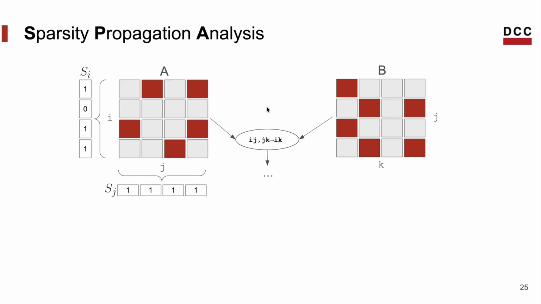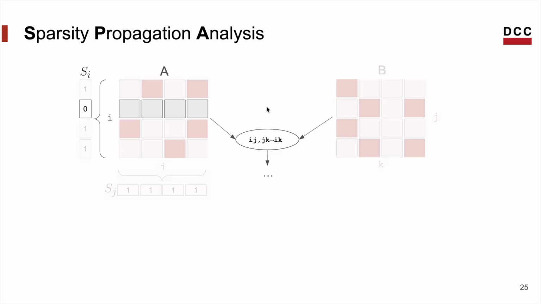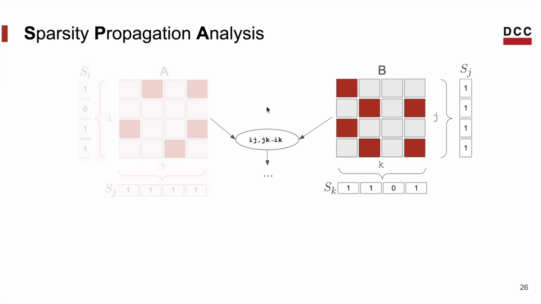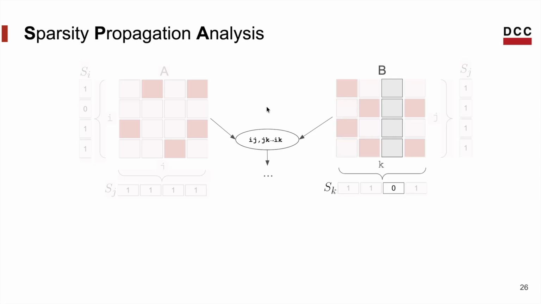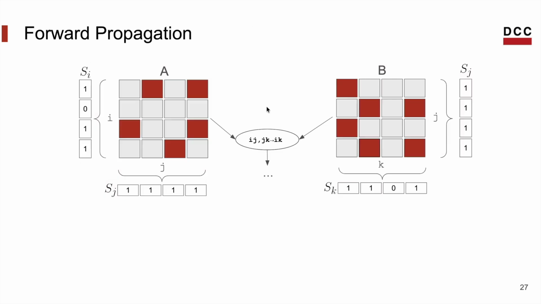To start, we will assign sparsity vectors for each dimension of the tensor A. Since this is a matrix, it only has two sparsity vectors, one for dimension I and another for dimension J. And since I know A's sparsity, I will set the second position of the sparsity vector for dimension I in A to 0, because the second row of A is 0. The same would happen for B, and the third position of the vector for dimension K of B will be 0, matching the third column of B, which is also 0.